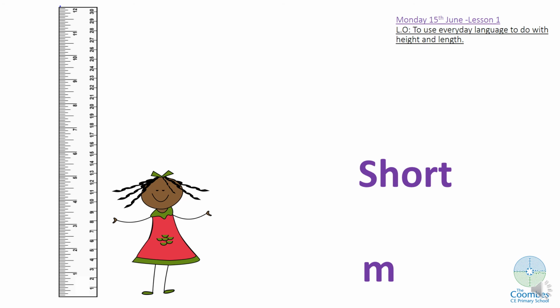And similarly, just like with length, when we talk about height, the opposite to tall is short. So this is the same. This is a little girl here, and she's a lot shorter. And if you look at the ruler, she's not gone up as high in the numbers, so she is shorter. She is short.